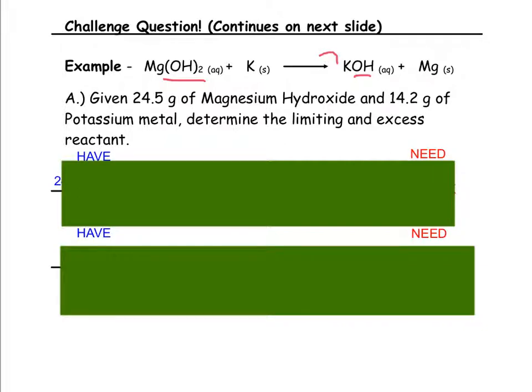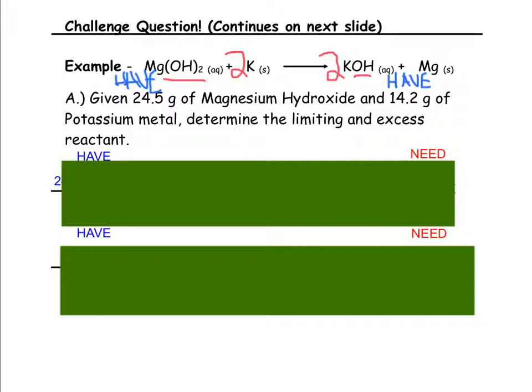So we're going to add a 2 here. That's going to give us our 2 hydroxides, but that also gives us 2 potassium. So we're also going to have to add a 2 here. Now our reaction is balanced. And then we want to go through and determine, well, what all do we have? So we know that we have 24.5 grams of magnesium hydroxide and we have 14.2 grams of potassium metal. That's what we own. So in this case, let's go through and start doing one of these problems.